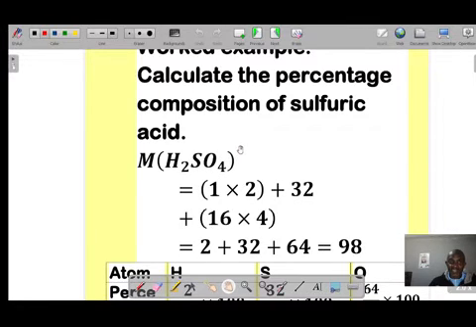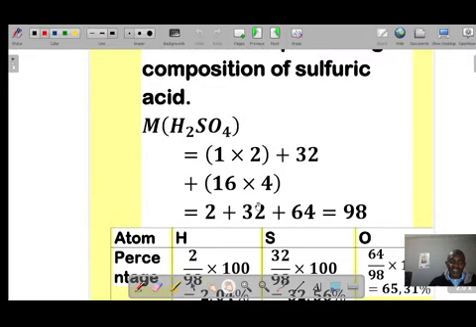So if they want me to get the percentage composition of sulfuric acid, it means I'm going to find out the percentage composition of hydrogen atoms in sulfuric acid, and then also find the percentage composition of sulfur atoms in what? In sulfuric acid, and also find the percentage composition of oxygen atoms by mass in what? In sulfuric acid. Now, how do I do that, guys? First of all, I'm going to find out the relative molar mass of sulfuric acid. This is H2SO4. That's 1 times 2 plus 32 plus 16 times 4, which gives me 98.